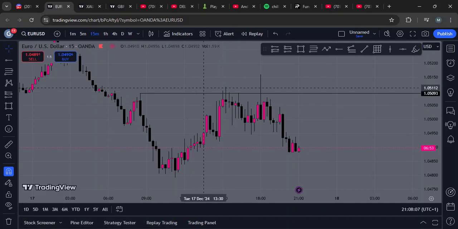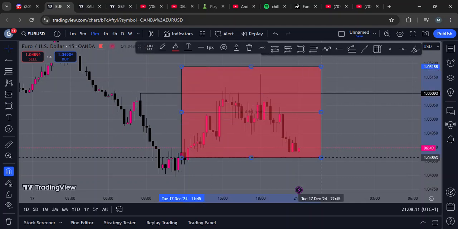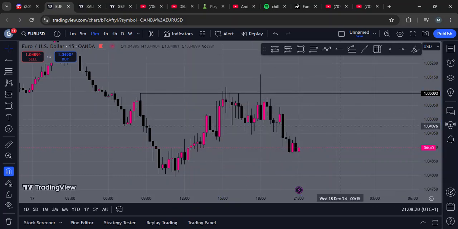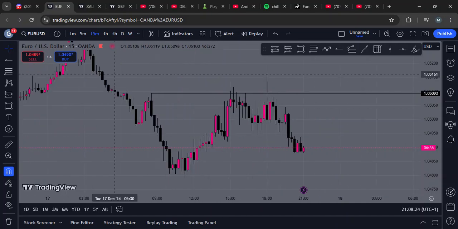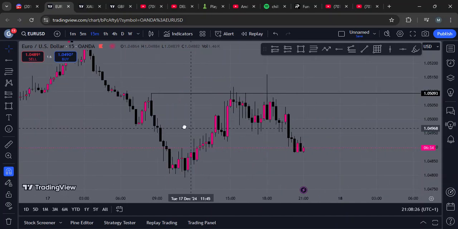What you're looking at right now is basically a huge accumulation zone of two of the biggest sessions on EU that drive EU, London and New York. It did absolutely nothing basically all the time. Asia was causing the drops during the night and during the morning, which is really bad.